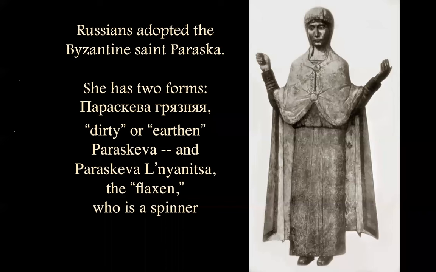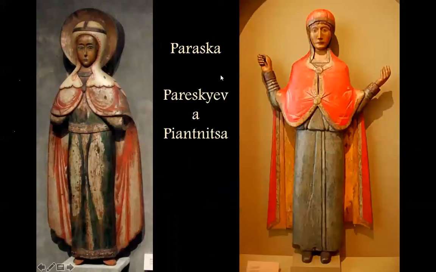Now in Russia, they also had apocryphal saints who basically were goddesses in disguise. And so from a Greek saint named Paraska, the Russians came up with a goddess who they usually call Paraskeva Pyatnitsa, Paraska of Friday, but she has two forms. So she's either Paraskeva Gryaznaya, which means the dirty or the earthen Paraskeva, or she is Paraskeva Lenyanitsa, the flaxen, and that's the form of her who is a spinner. So she has a mother earth side and then also the spinner side. And this is one of the most popular saints in Russian culture.